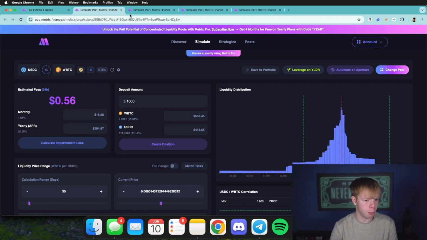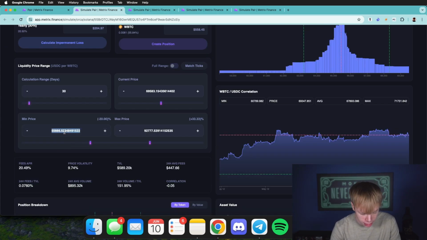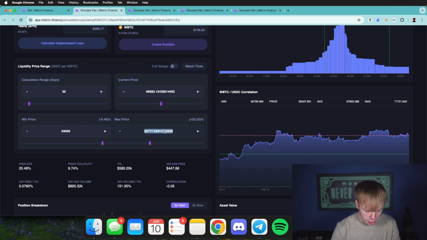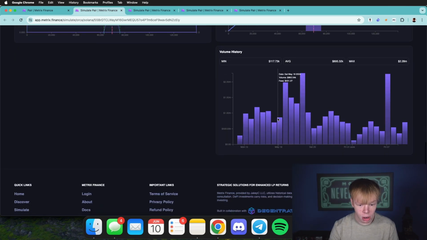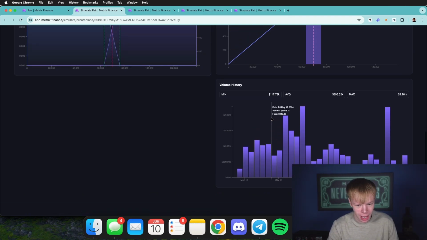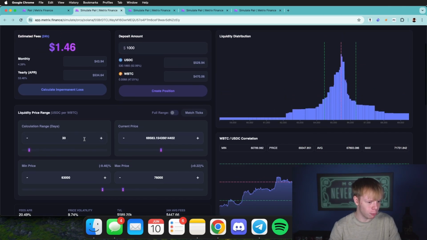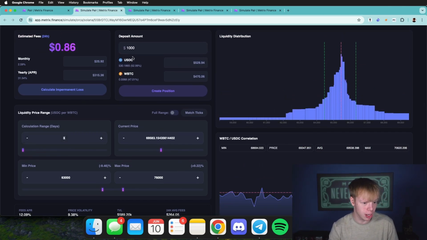Really looking for the top ones, and then from there, that's where I'm going to go ahead and actually enter in my range. Once again, we'll do our 63,000 to 76,000. We're also going to go ahead and look at the volume history. This looks a lot more consistent than what we were seeing over on that first one that we were looking at, which means we probably want to use like 3 days of volume history. So we'll do calculation range of 3 days, $10,000. It's about a 30% APR.